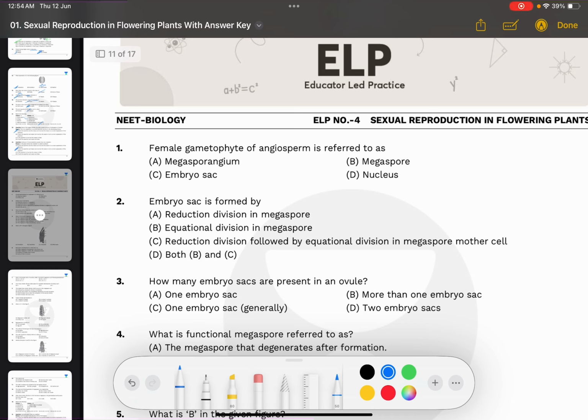Female gametophyte of angiosperm is referred to as... I think this. 1 का C. Let me check. I am 100% guaranteed that this is the answer. And if it is not, I will cut the recording. Yeah, that's the embryo sac. Embryo sac is formed by reduction division, equational division of megaspore, reduction division followed by equational division, both B and C.